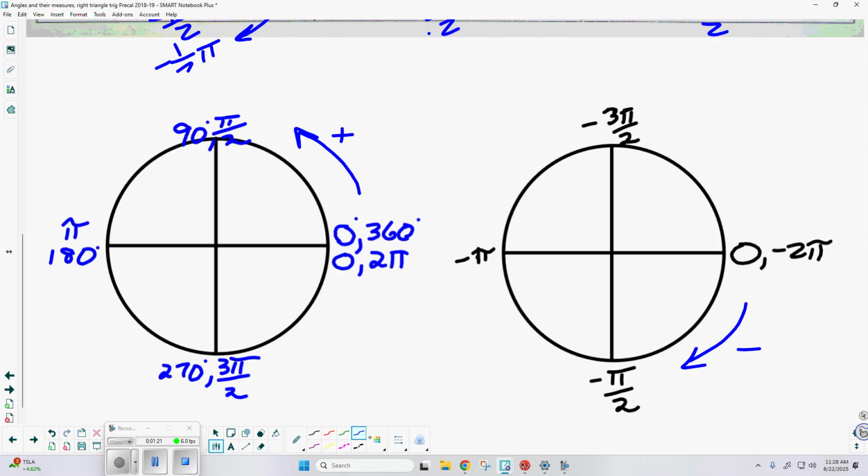Just like we did 360 earlier in the week, we broke 2 pi up. So 90 degrees is equivalent to pi over 2 radians. 180 degrees is pi radians. 270 degrees is 3 pi over 2 radians. And of course, if it's negative, you're just going in the opposite direction.